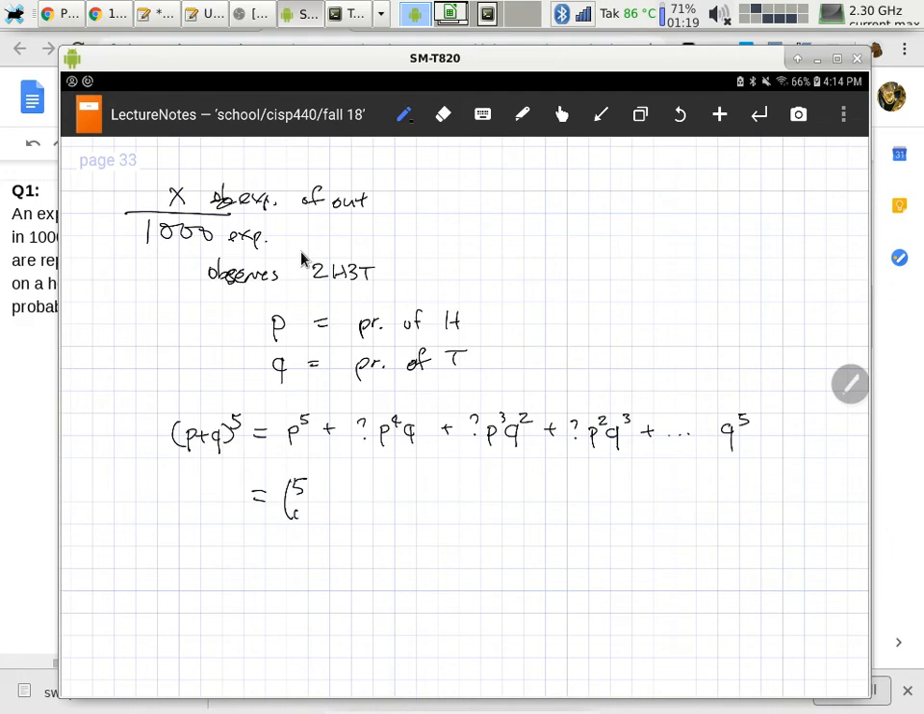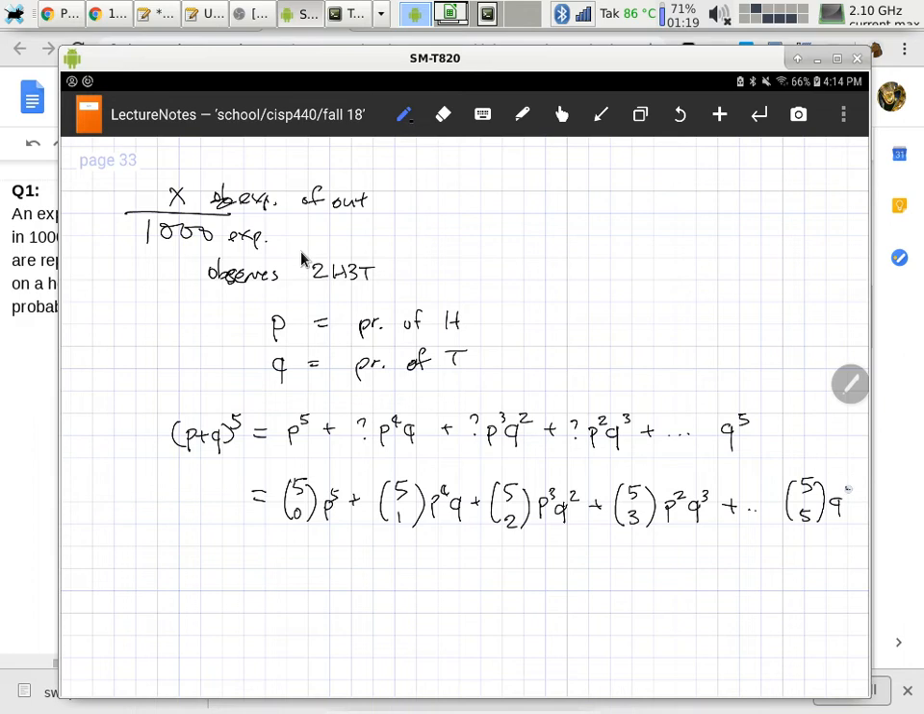This is 5 choose 0. And this is 5 choose 1. And the next one, obviously you guys know what it is already because we do have the closed form equation in the notes. So the next one, this is the one that I'm most interested in. And the rest, we'll just say dot, dot, dot up to 5 choose 5, Q to the power of 5.